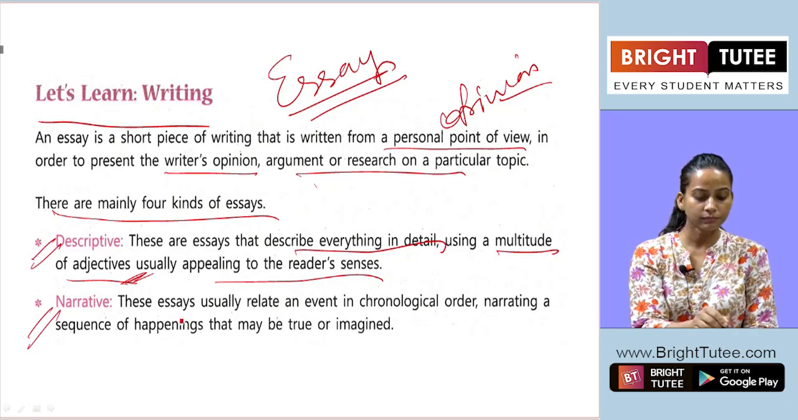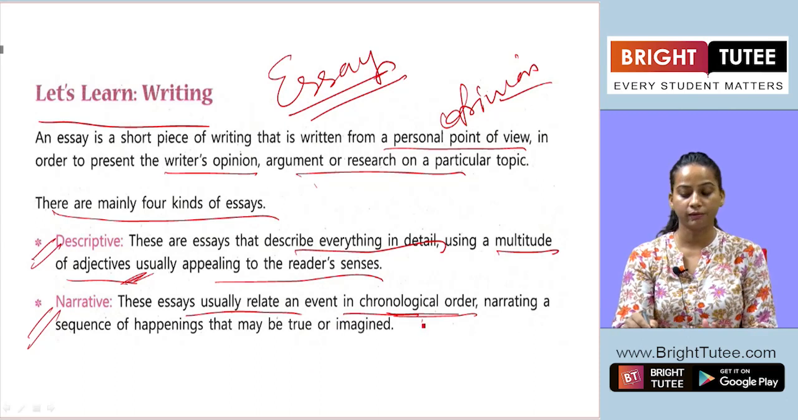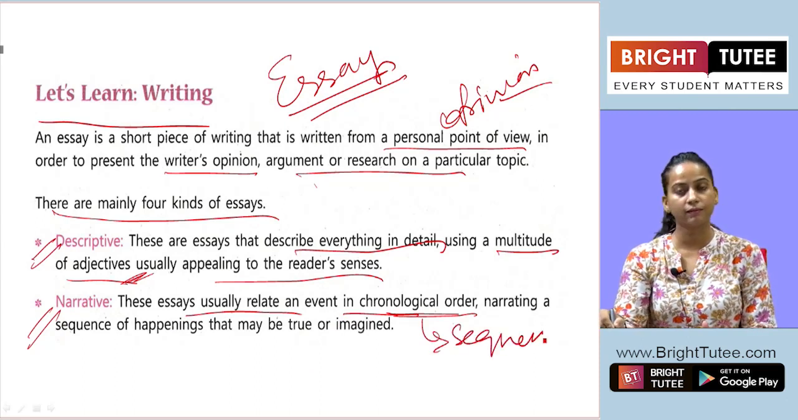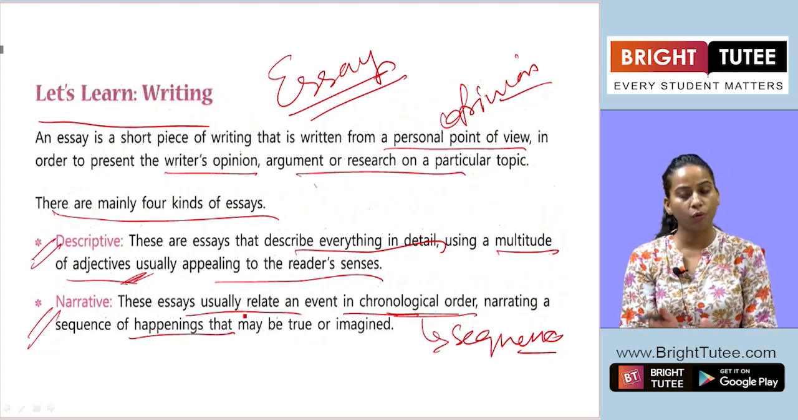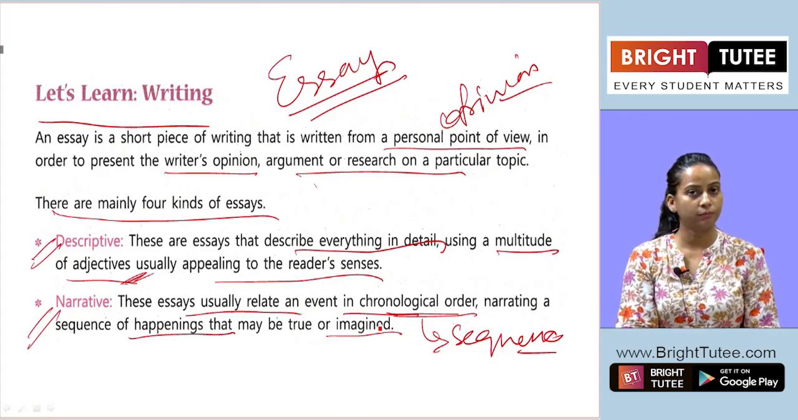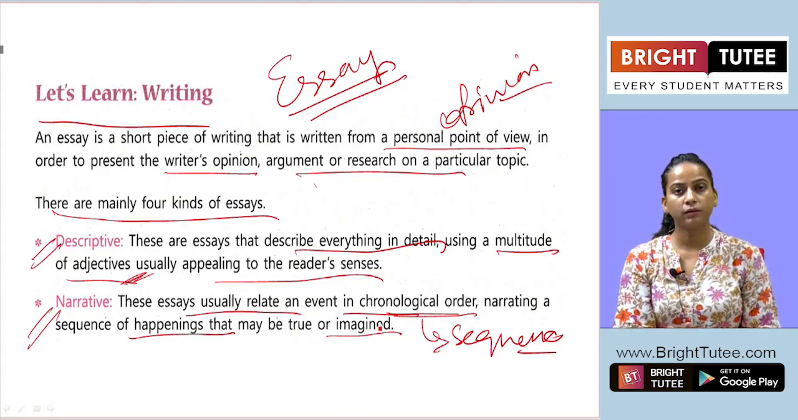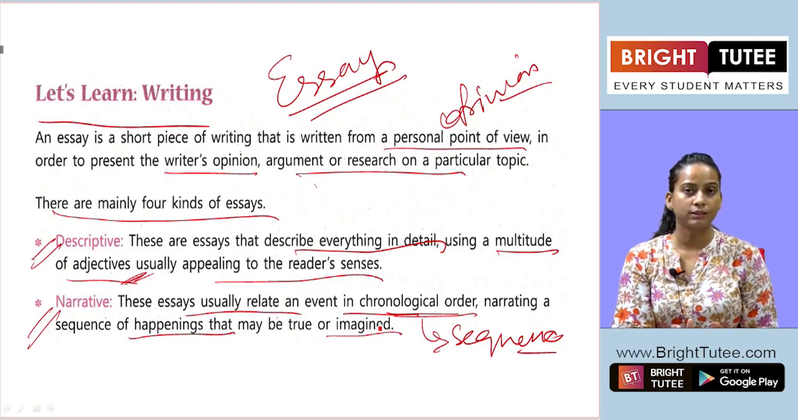Narrative one: these usually relate an event in chronological order. Some sequencing is given here, where you are narrating a sequence of happenings that may be true or imagined. So it can be both ways, imagined or real, where you are following some sequencing and giving a chronological order.